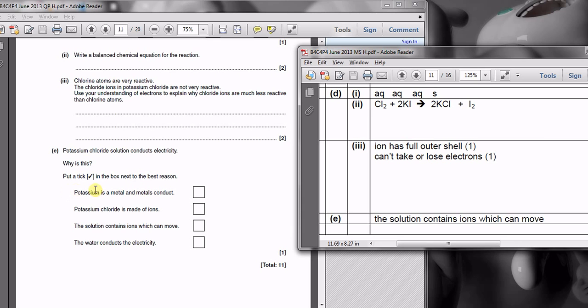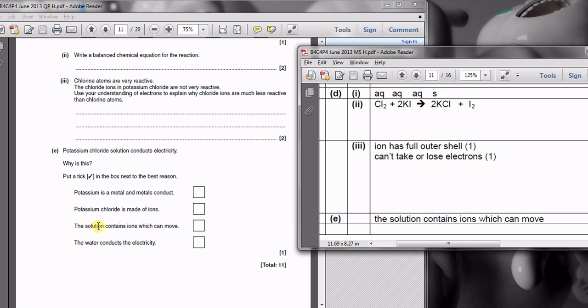So the first one says potassium is a metal and metals conduct. Well, that's true, but we're not looking at potassium as a metal. We're looking at potassium chloride solution. So that isn't talking about the right thing, so that's incorrect. It says potassium chloride is made of ions. Again, that's a correct statement, but we're not looking at potassium chloride as a compound. We're actually looking at it as a solution. This isn't talking about the solution, so it's not specific enough.